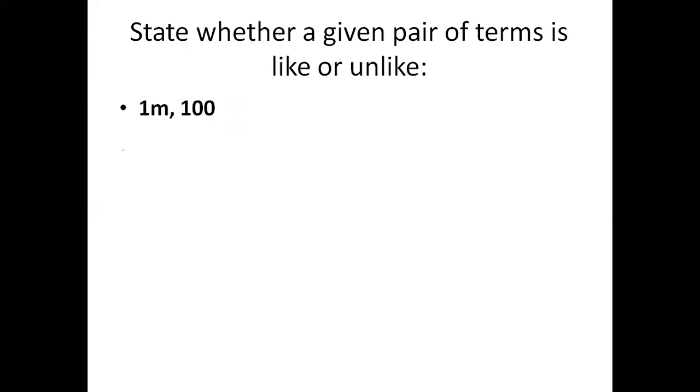Take another problem. Now we have 1 multiplied by m, that is 1m, and 100, which is 1 multiplied by 100. Here we have a variable, but here we do not have a variable. So the factors are not the same. Therefore, we can call them unlike terms. So this will be an example of unlike terms.